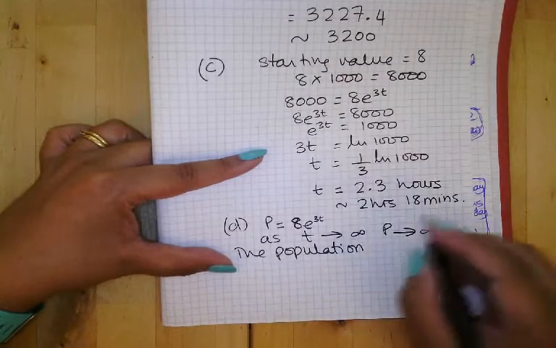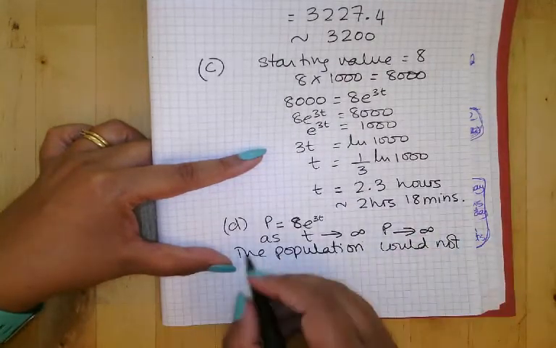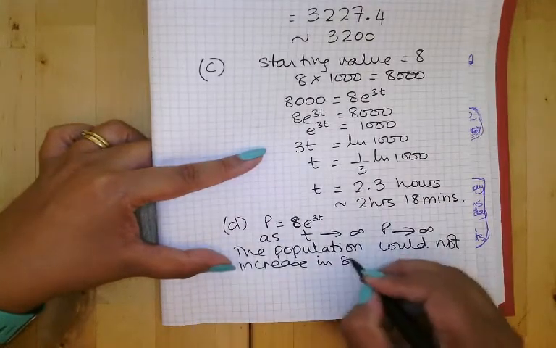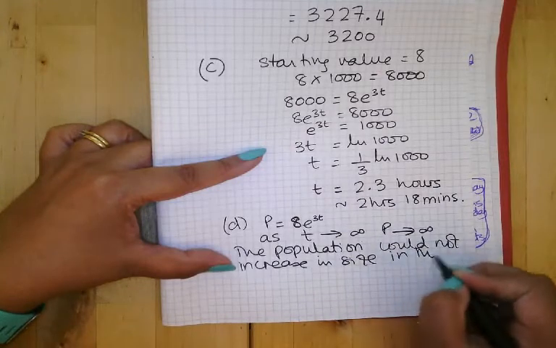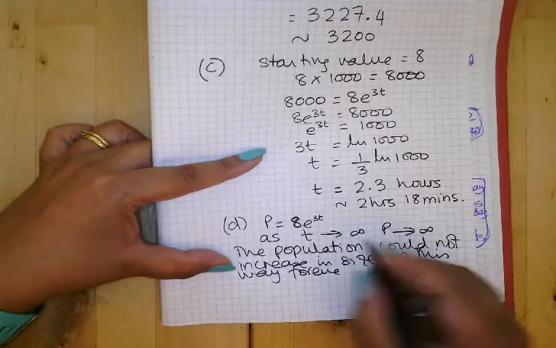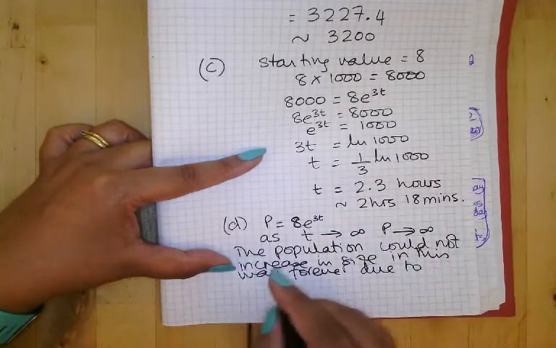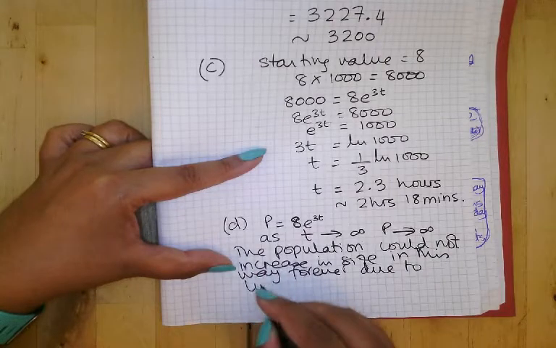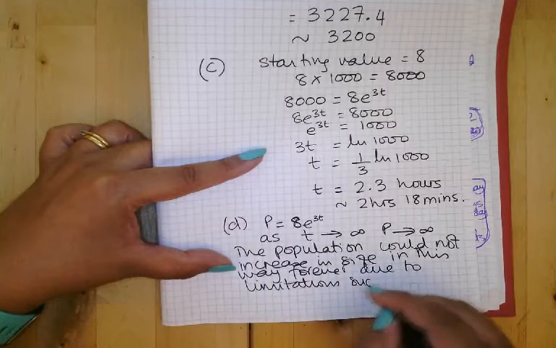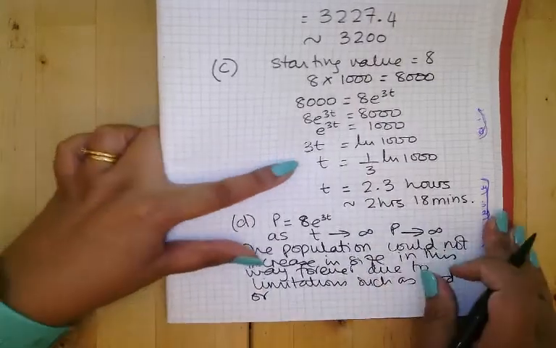So I'm going to write the population could not increase in size in this way forever due to limitations such as food or space.